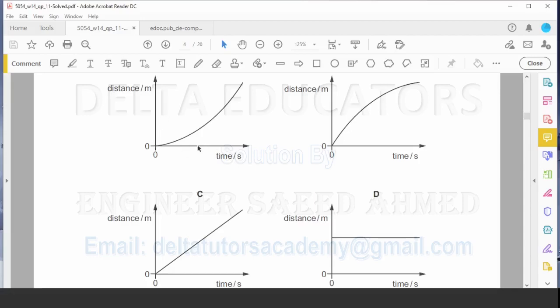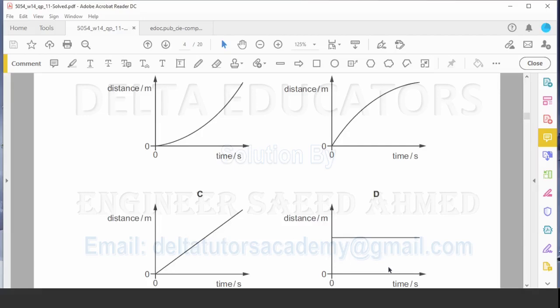Here we are looking that with the increase in time, distance is increasing gradually. When the distance is increasing gradually, this will represent the acceleration. Here in option B, it will represent the deceleration. In option C, it is time, it is distance. Here we are looking that the gradient is a straight line. Gradient is a straight line means here the velocity is uniform. When the velocity is uniform, there is no acceleration.